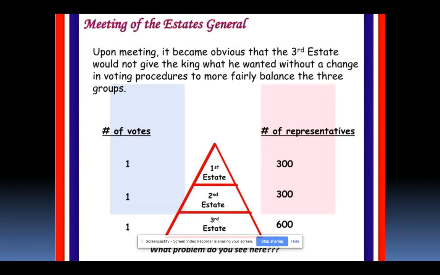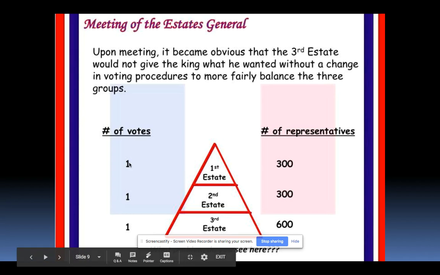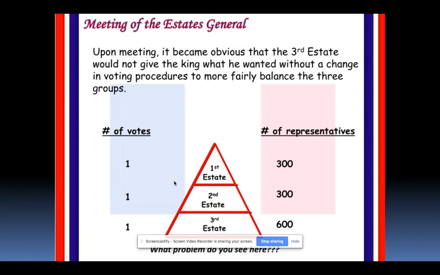So in the Estates General, here's the way that things typically happen. Upon meeting, it became obvious that the third estate would not give the king what he wanted without a change in voting procedures to fairly balance the three groups. So let's go over really quick just how this voting system of the Estates General would work. First off, one of the things that you want to understand is that this is the amount of votes right here prior to or during this Estates General.